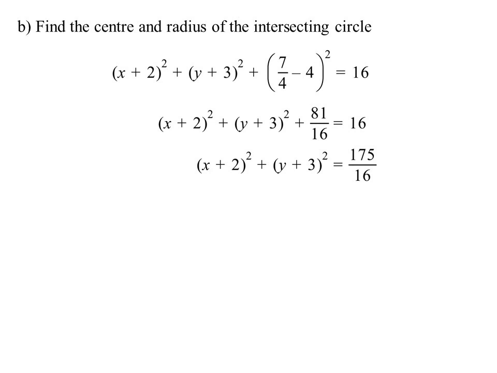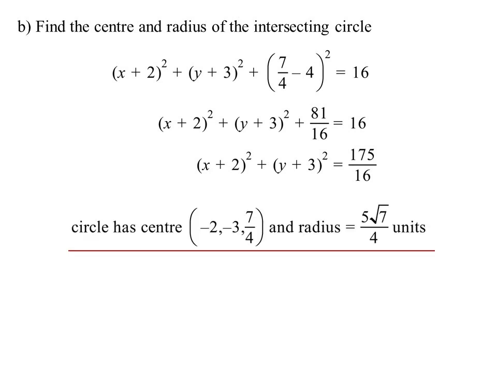The big mistake here is writing down the coordinates of the centre. Don't write down minus 2, minus 3. We're in 3 dimensions here. It still has a z value. Yeah, it's 7 on 4 because it's lying on the plane z equals 7 on 4. But the actual point that the centre is at is minus 2, minus 3, 7 on 4. And its radius was square root of 175 on 16.